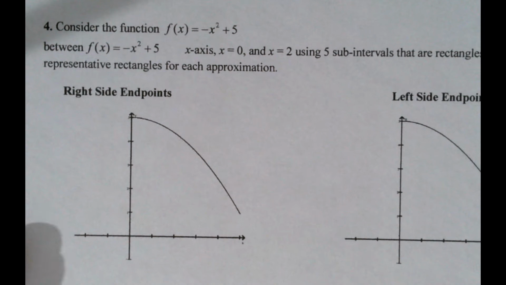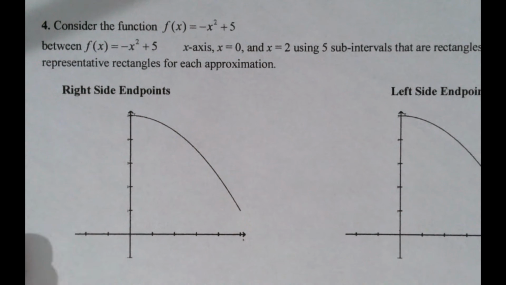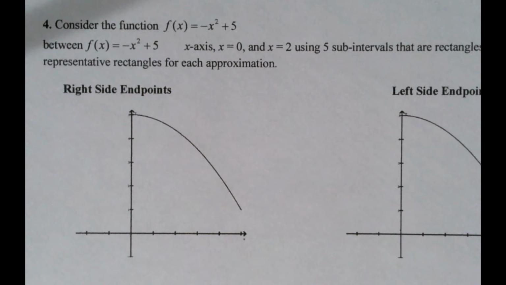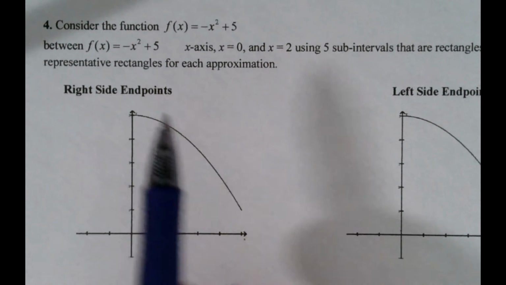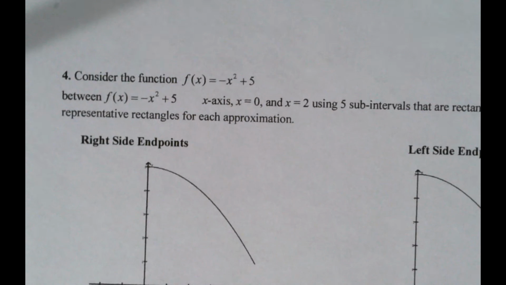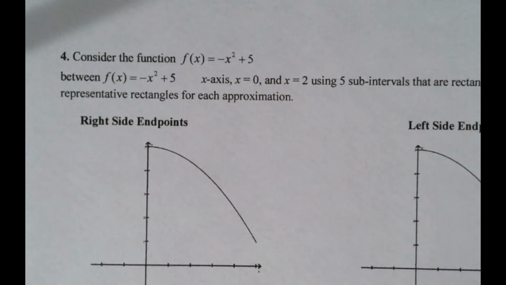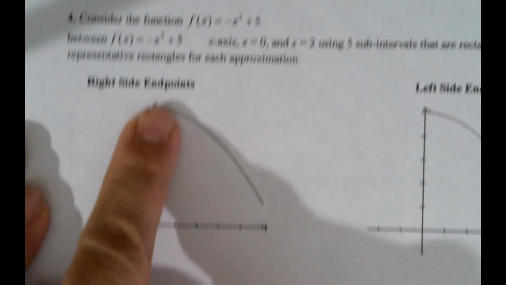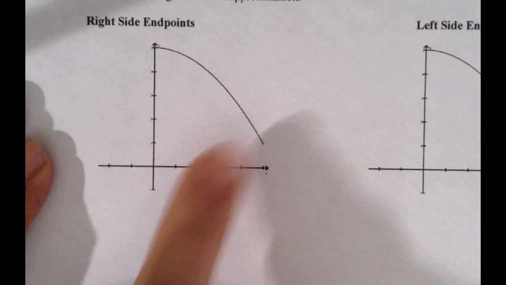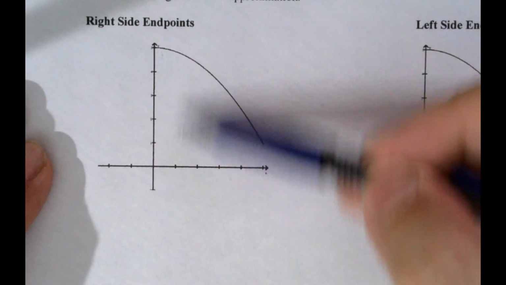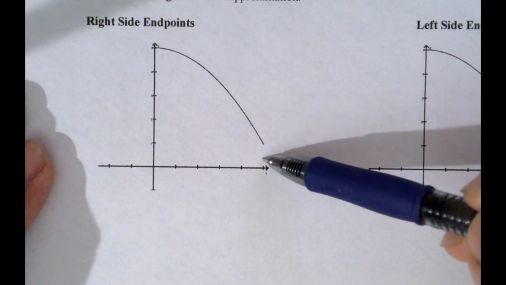This is the beginning of Riemann sums. All right. We're going to talk about right side endpoints. What the heck does that mean? So generally speaking, we're going to find the area under the curve or between the curve and the x-axis. In other words, we want this area here. Stopping it here, beginning here.